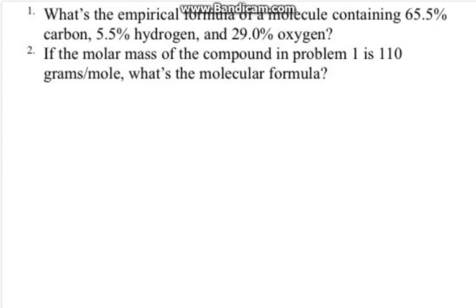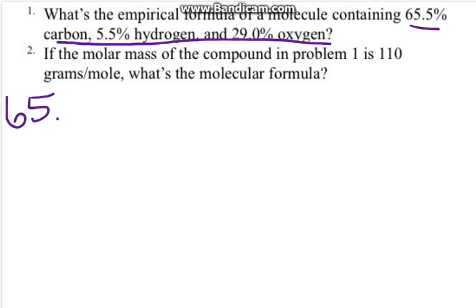In the problem, they give you percentages. What we need to do is take those percentages and just change them to grams, not with math, just simply changing the percent sign to grams. The reason why we're going to do that is because percentages add up to 100%. So we're going to base our sample on 100 grams. So if we have 100 grams, then we should have 65.5 grams of carbon, 5.5 grams of hydrogen, and 29.0 grams of oxygen. That's what we're basing it on.